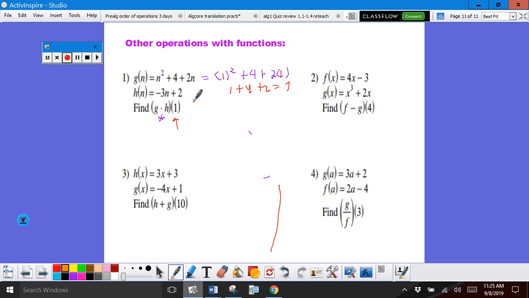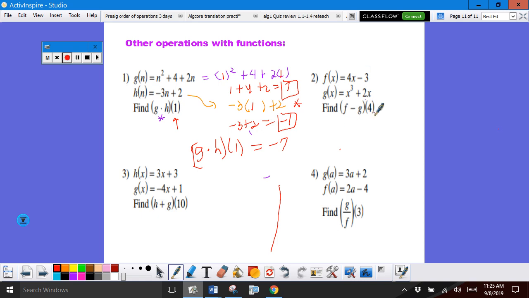Okay, let's do the same thing on the H function. The -3 plus 2, again, I'm substituting in a 1. So -3 plus 2 gives me a -1. So I'm multiplying the 7 times the -1, which is going to give me a -7. So G multiplying H of 1 is actually -7.